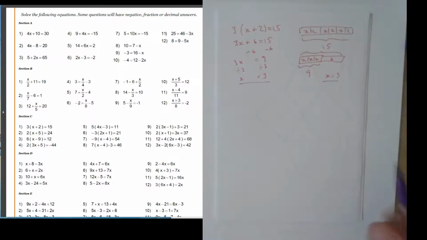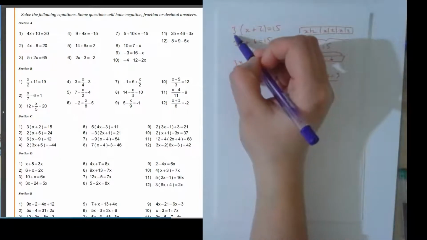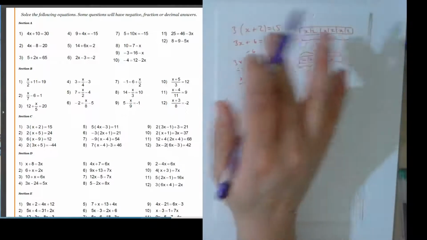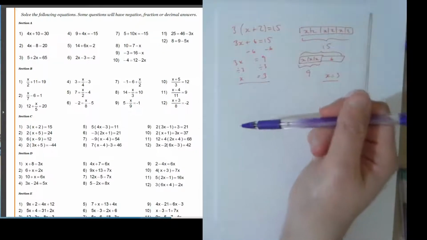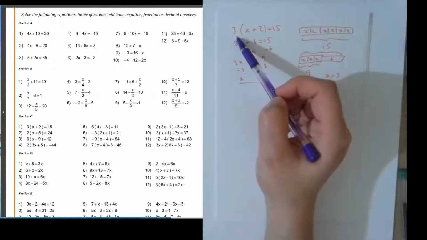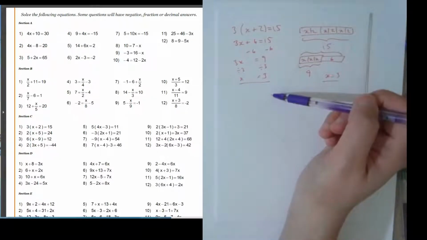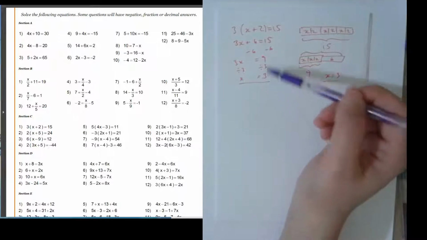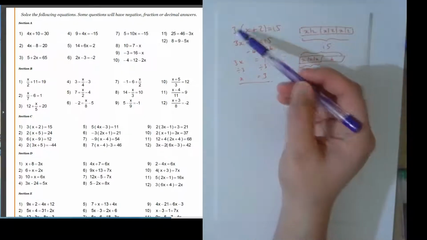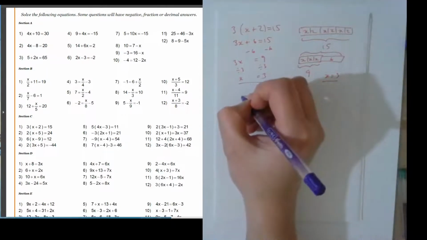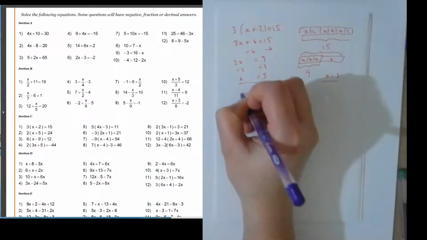Some of you may have noticed that this number is a multiple of this number. So I would only ever use this second method if this number is a multiple of this number. Otherwise, I wouldn't, because you'll be carrying fractions all the way down and you don't want to do that. So if this number is not a multiple of this number, I would always personally use this method. But if it is, then I might just shorten that method and just divide by that.